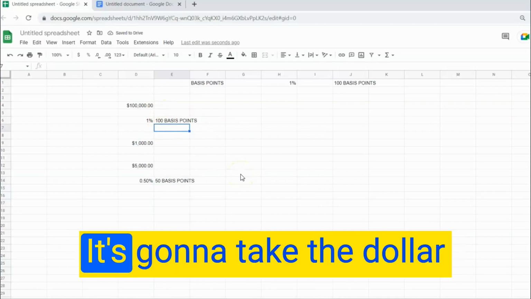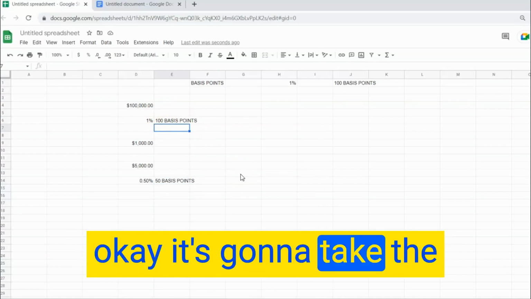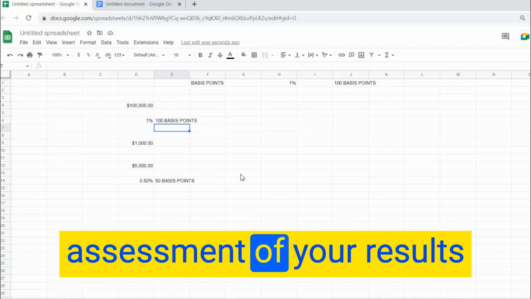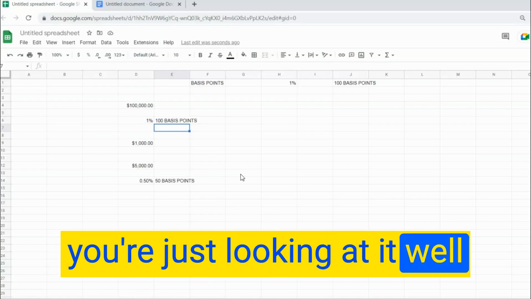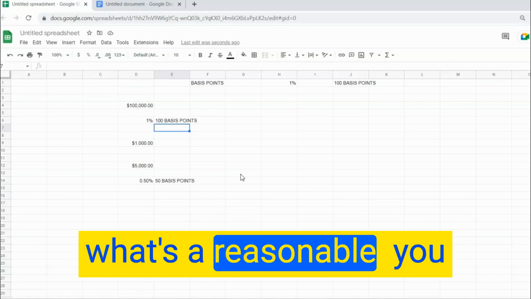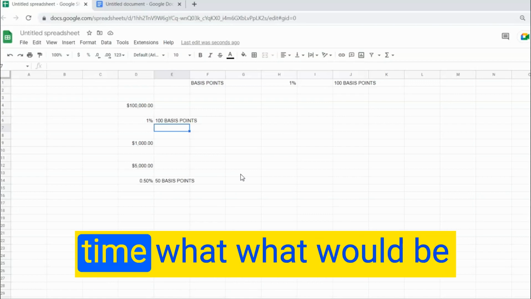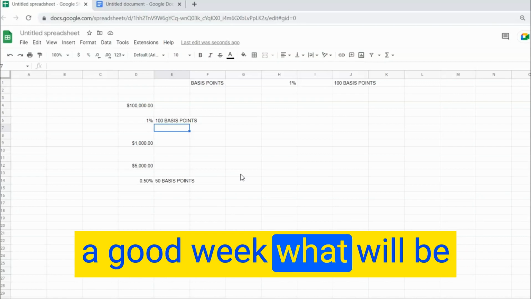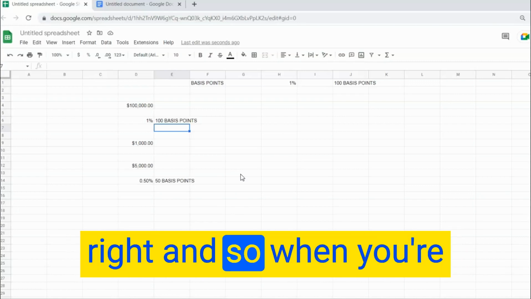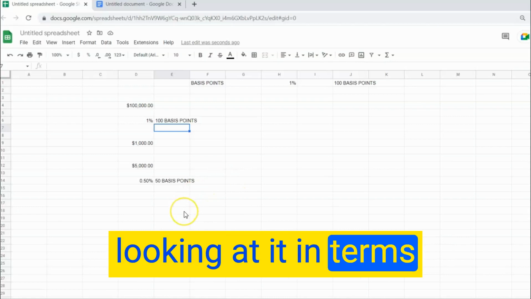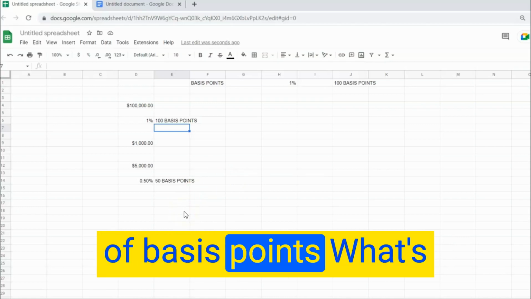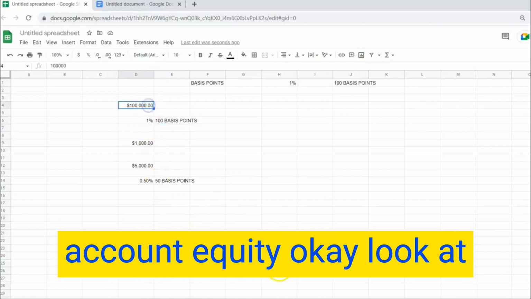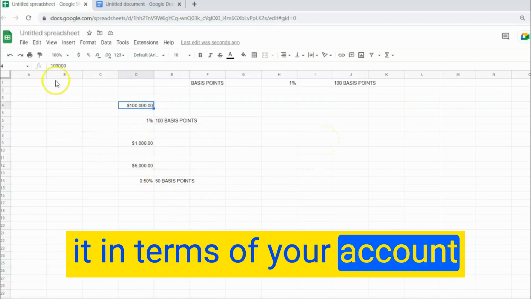First of all, it's going to take the dollar away from your assessment of your results. You're just looking at it, well, what's a reasonable base? What's a reasonable expectation over time? What would be considered a good day? A good week? A good month, right? And so when you're looking at it in terms of basis points, you're going to look at it in terms of your account equity.